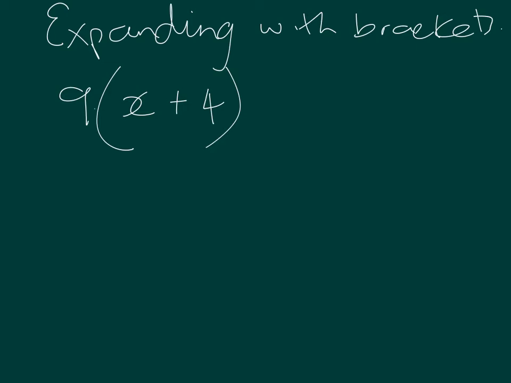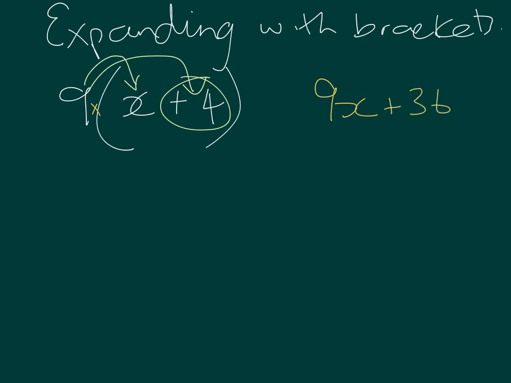So what we do here is we imagine there's a times between the 9 and what's in the brackets. So we go 9 times x, and when we go 9 times x we get 9x. And then we go 9 times the positive 4, remembering you've got to keep the sign in front of it. And 9 times 4 is 36, and because those are two positives, that's a plus 36. Do another really quick example for you.